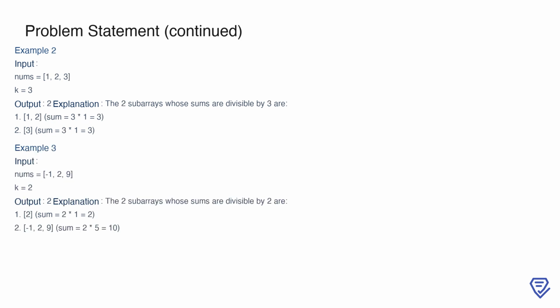In the second example, we have nums equals 1, 2, 3, and k equals 3. The output here is 2, since there are 2 subarrays with sums divisible by 3. The first is 1, 2, which sums to 3, and the second is 3, which also sums to 3. For the third example, where nums equals -1, 2, 9, and k equals 2, the output is again 2. Here, the subarrays are 2, which sums to 2, and -1, 2, 9, which sums to 10. Both 2 and 10 are divisible by 2, so we count these 2 subarrays. These examples highlight how sums can be calculated for subarrays, even when the array includes negative numbers.